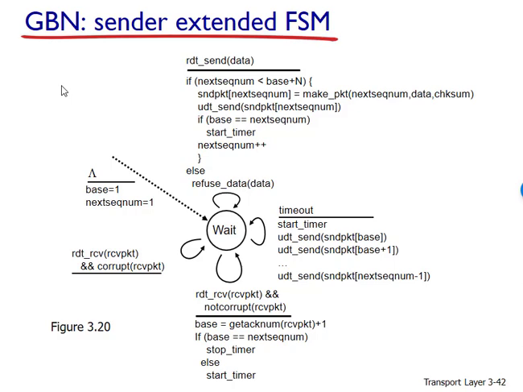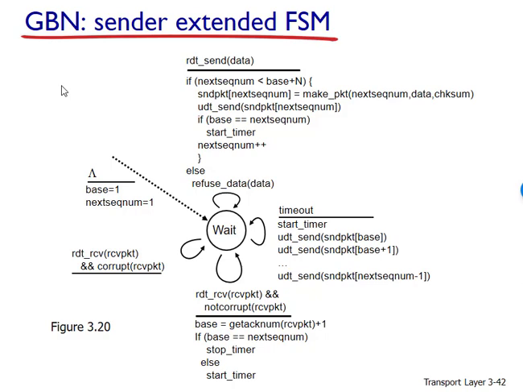The go-back-n sender must respond to 3 types of events. First, an invocation from above. When RDT send is called from above, the sender first checks to see if the window is full. That is, whether or not there are n outstanding unacknowledged packets. If the window is not full, a packet is created and sent, and variables are appropriately updated. If the window is full, the sender simply returns the data back to the upper layer, an implicit indication that the window is full. The upper layer would presumably have to try again later.